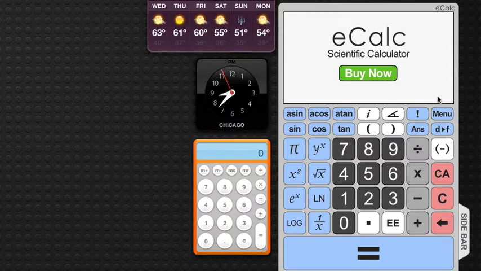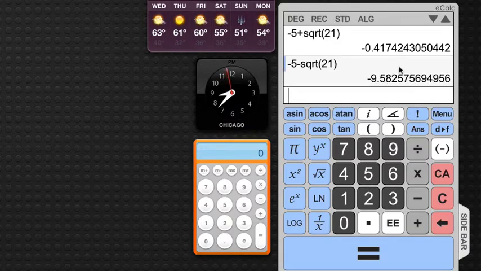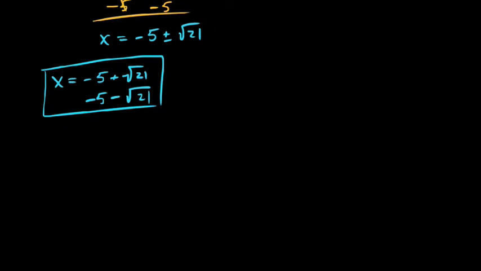Now taking a look at these decimals, the first decimal is about negative 0.417. We'll call it about negative 0.42. And the next decimal is about negative 9.58. So negative 0.42, negative 9.58. Let me flip back over here. So we have x is approximately negative 0.42-ish and negative 9.58.